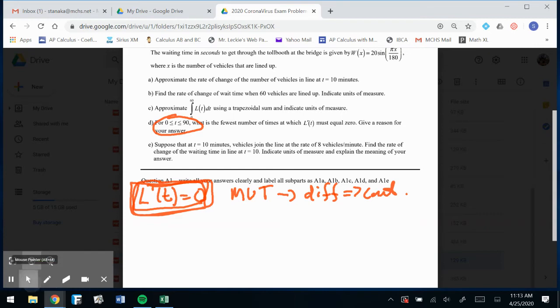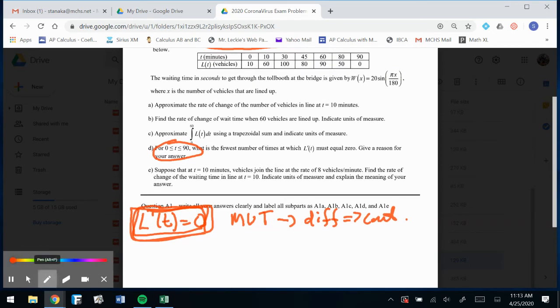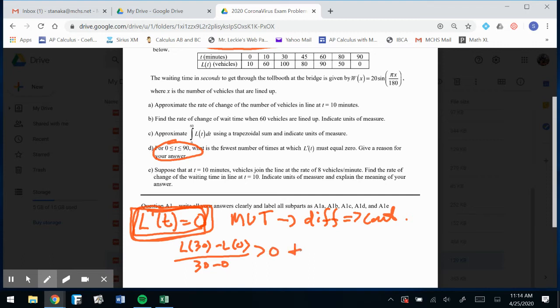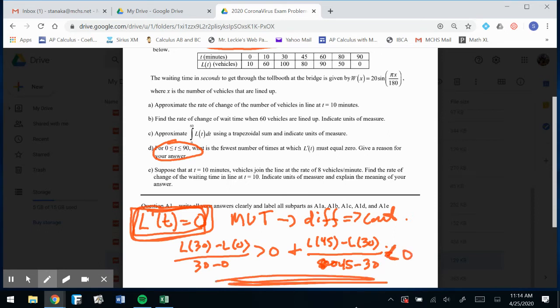Well, if we look very closely at the table, and we do L of 30 minus L of 0 all over 30 minus 0, I get an answer that's greater than 0. And let's compare that to L of 45 minus L of 30 all over, whoops, not 80, it'd be still 45 minus 30. But on the top, you're going to get a negative. So you're going to get less than 0. So, whoa, what's going on here?